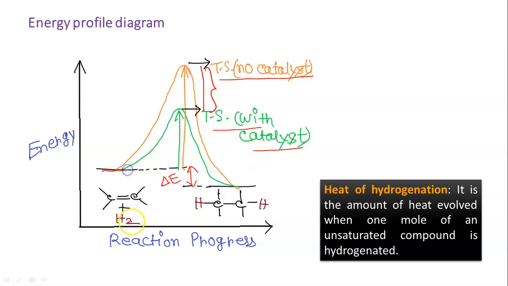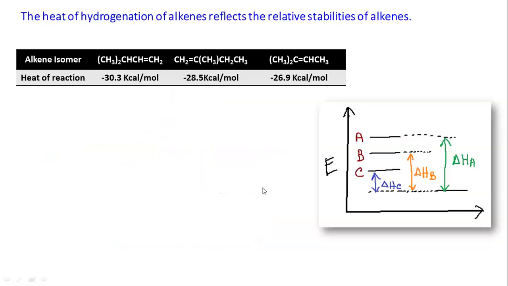Now this is the energy of our starting alkene, and this is the energy of the final product. So there is an energy difference, del E. Now this del E is known as the heat of hydrogenation. It is the amount of heat evolved when 1 mole of an unsaturated compound is hydrogenated. So this is the energy difference between the starting material and the product. From this value of del E, we can get some idea about the stability of the starting unsaturated compound. And how we can get that, we will see in the next slide.